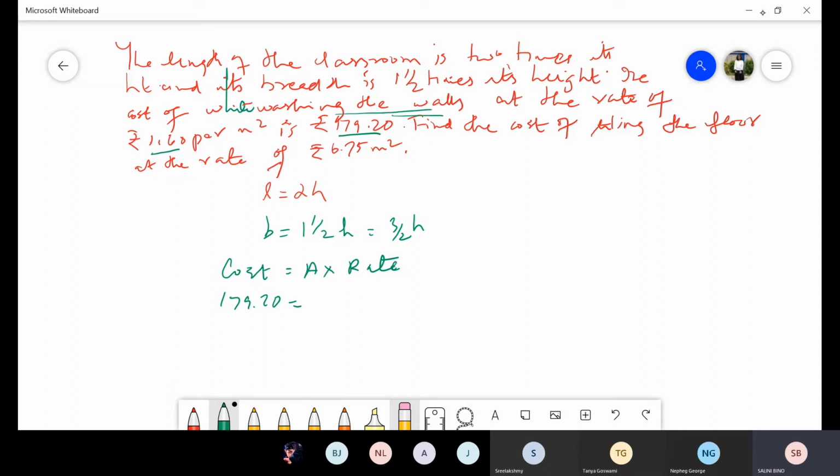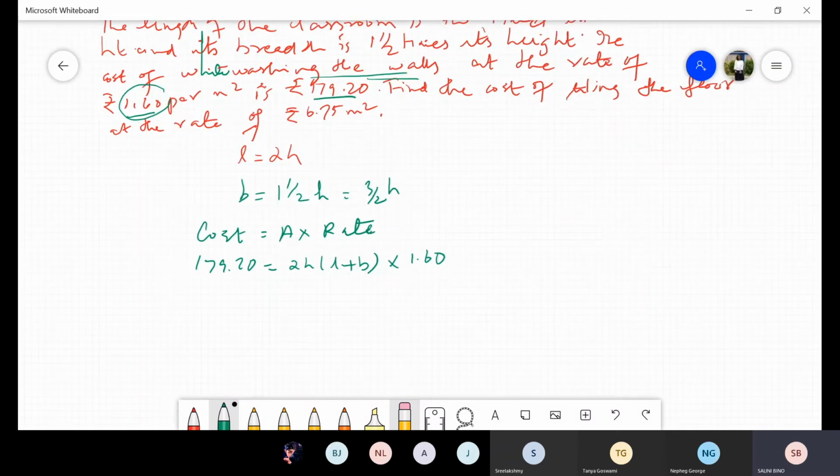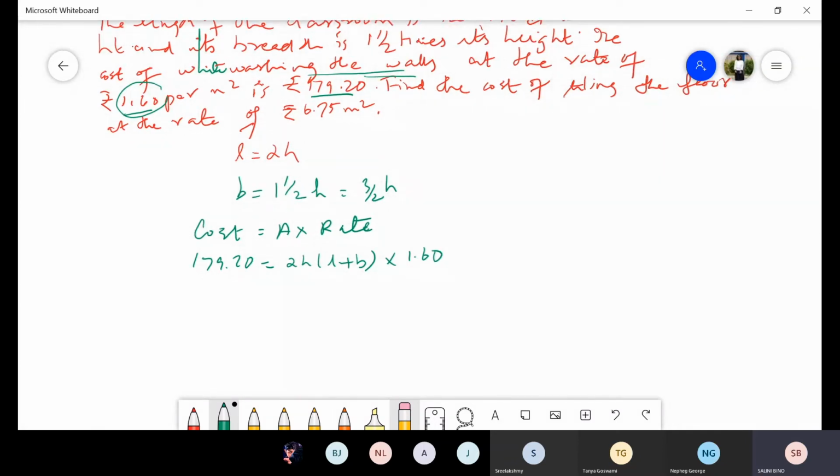And what is the formula to find out the LSA? It is walls, so 2H into L plus B. And what is the rate here? 1.60. Now why can't we substitute all the values? Length is 2H, B is 3 by 2H. We'll substitute that. So next step I'll write 179.20 divided by 1.60.